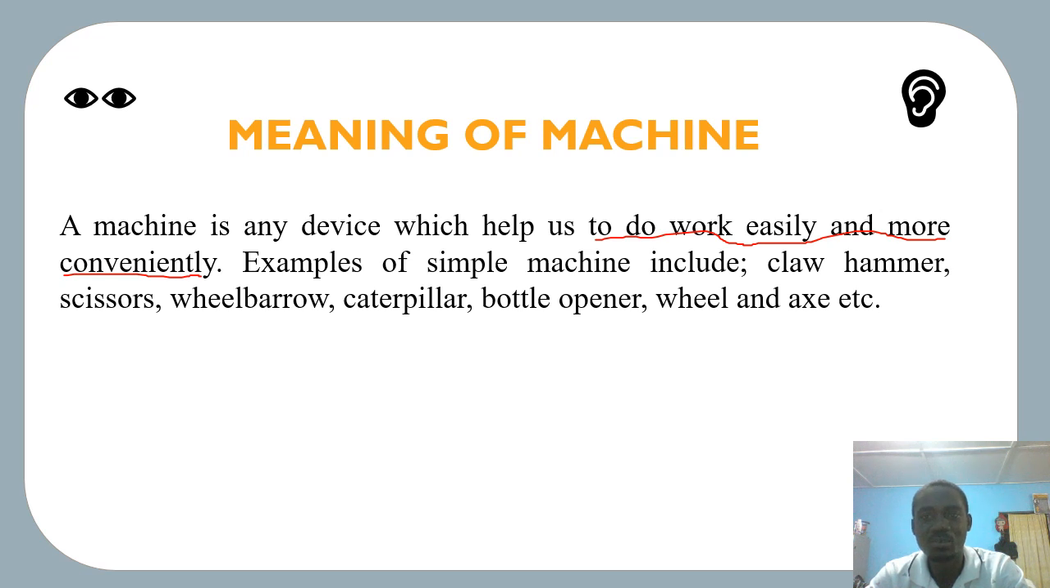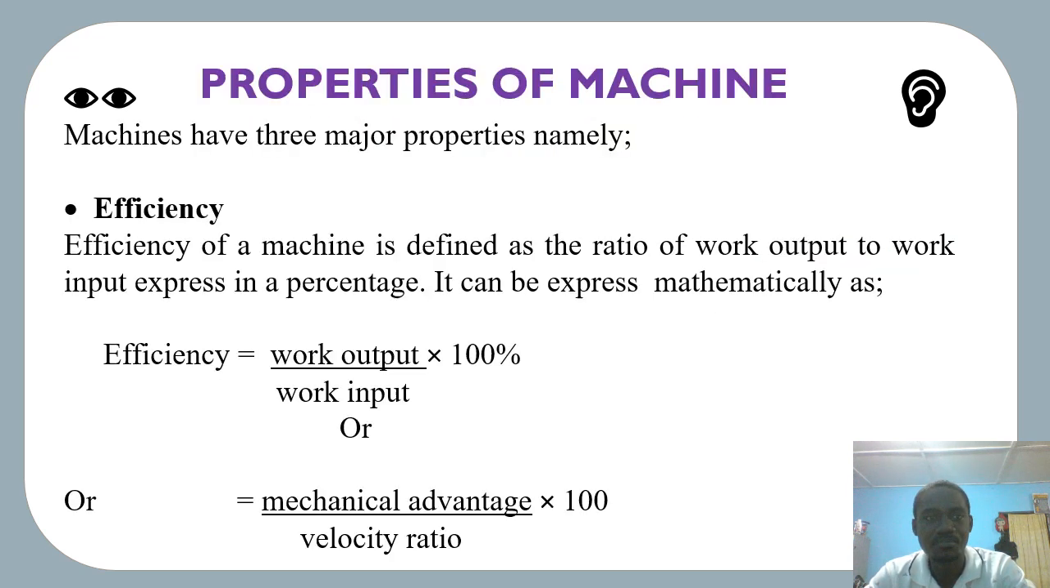Examples include a claw hammer, the hammer that the carpenters use, scissors that the seamstress uses, wheelbarrow, caterpillars, bottle openers, and wheel and axle. Let's look at some of the properties of machine. Machines have three major properties, and the first one is efficiency.